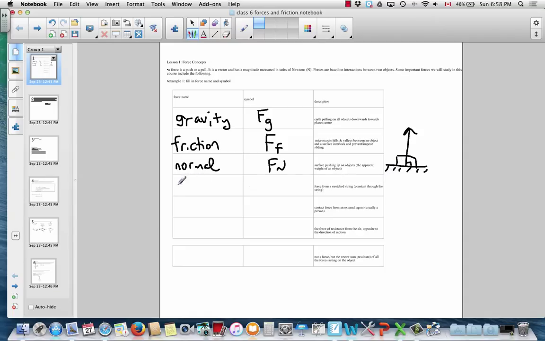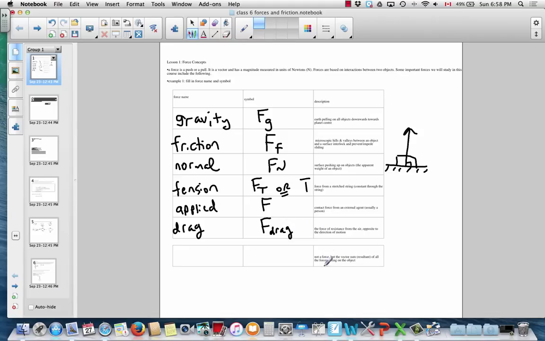The force from a stretched string or cable is called tension. We can call that force tension, or sometimes we'll just call it T for tension. Contact force from an external agent, that's just called the applied force, typically just F. Force of resistance from the air is called the force of drag or air resistance. I guess maybe call it force drag. We won't use that a whole lot.